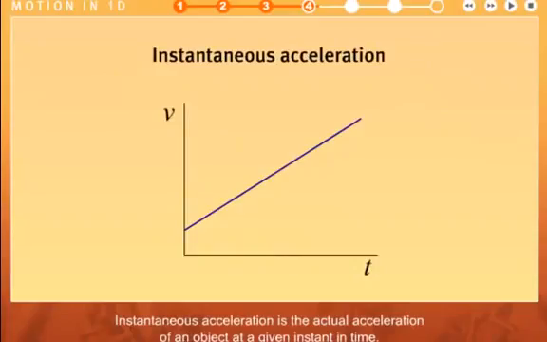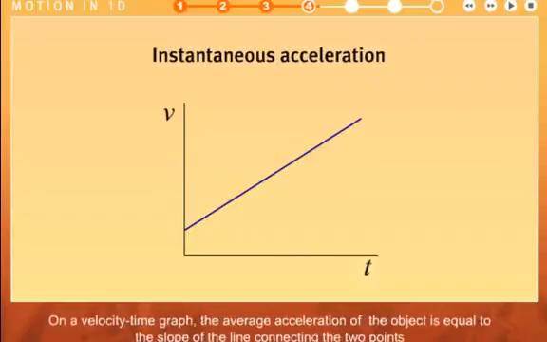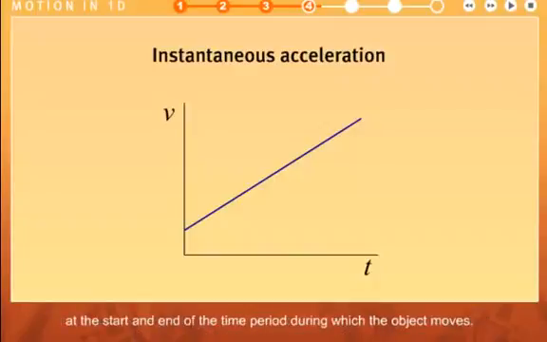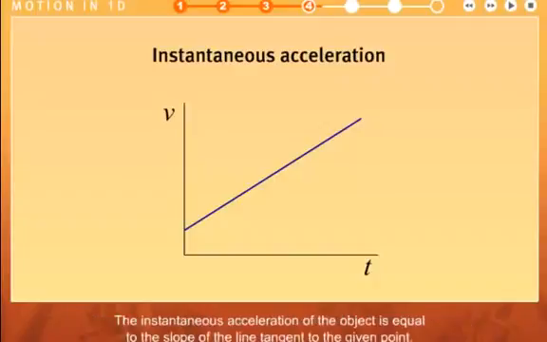Instantaneous acceleration is the actual acceleration of an object at a given instant in time. On a velocity-time graph, the average acceleration of the object is equal to the slope of the line connecting the 2 points at the start and end of the time period during which the object moves. The instantaneous acceleration of the object is equal to the slope of the line tangent to the given point.